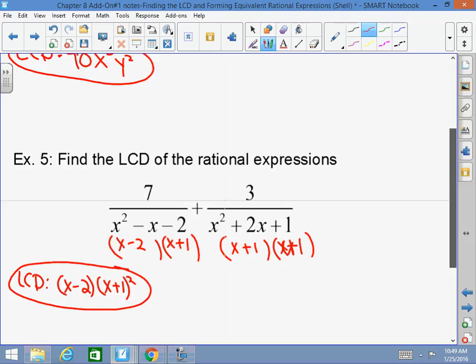I have an x minus 2 that I need as the LCD. And I got an x plus 1 squared. Why squared? Because in one denominator, I have 2 x plus 1s. And my LCD belongs to the highest exponent polynomial.